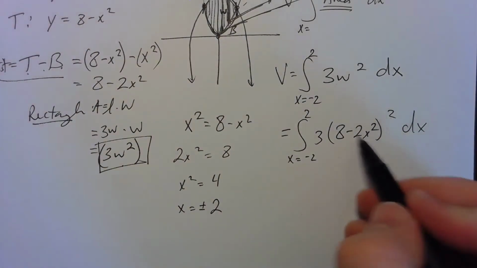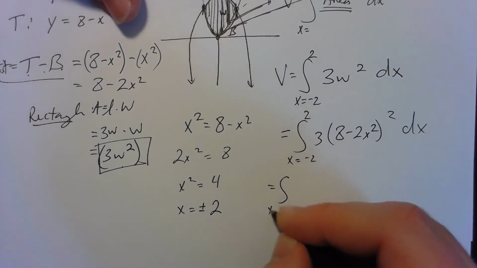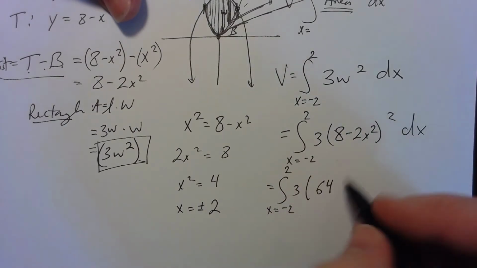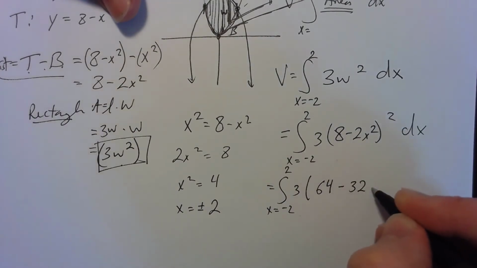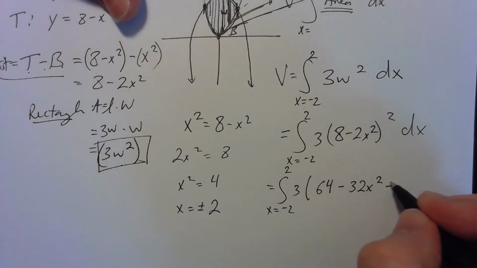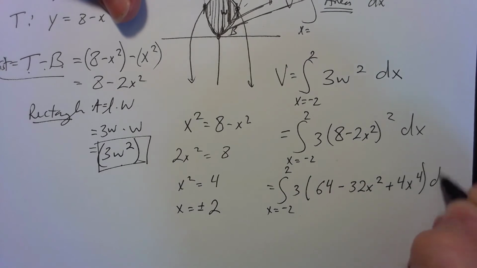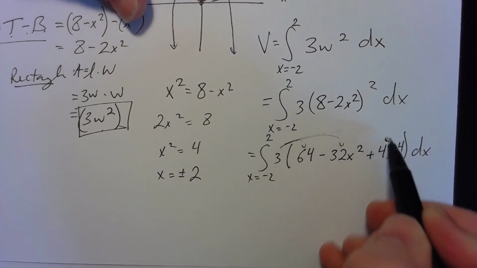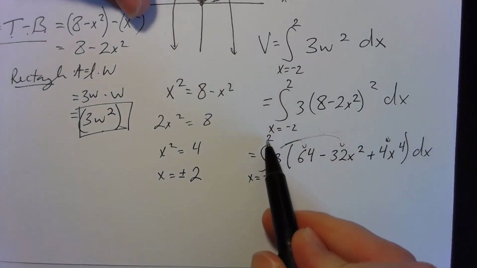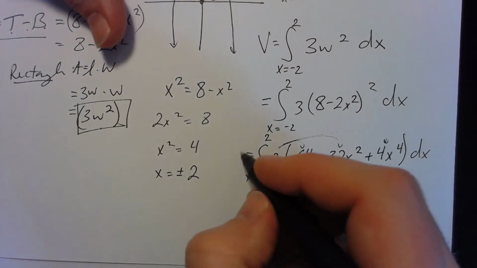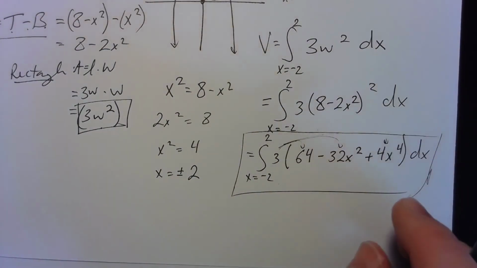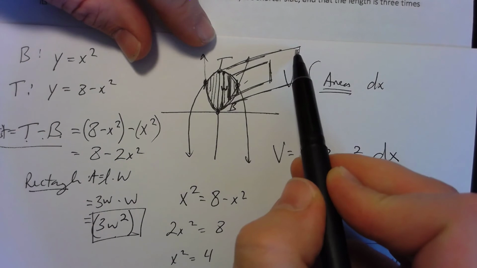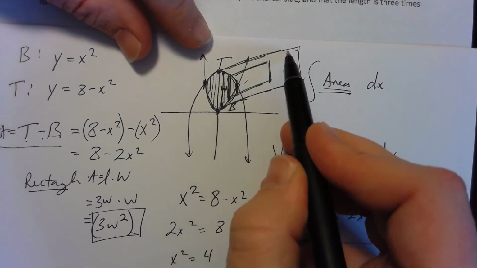So unfortunately, I'm going to have to FOIL this out and distribute the 3, which is going to provide me with an integral from x equals negative 2 to 2 of 3 times (64 minus 32x squared plus 4x to the 4th) dx. So having this integral and distributing that 3 first, we can integrate each term separately, plug in 2, and then plug in negative 2 after integrating. So that's the setup to evaluate the volume by attaching rectangles that have a 1 to 3 ratio of width to length to this object.